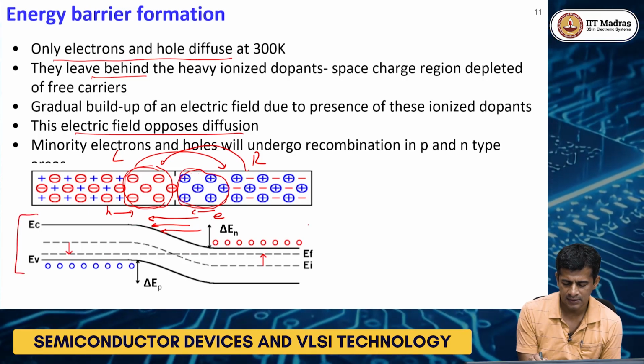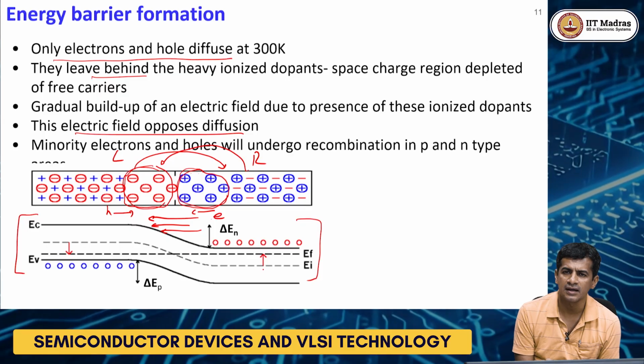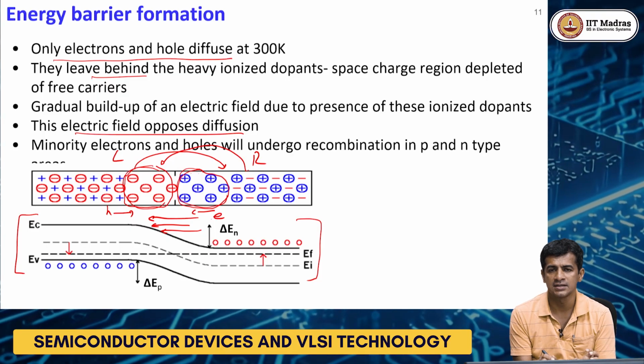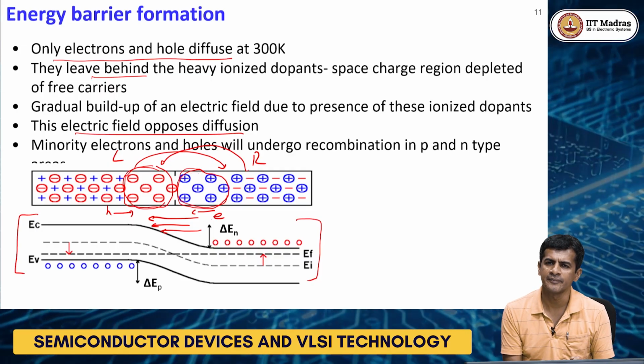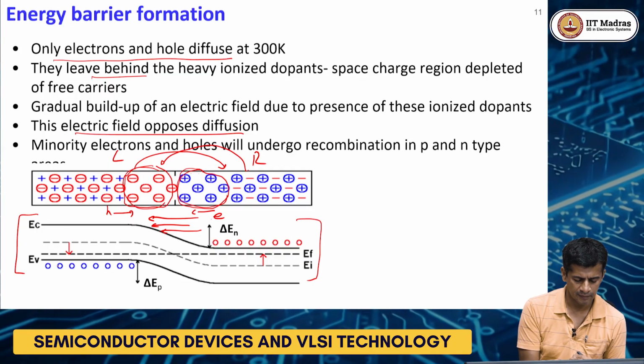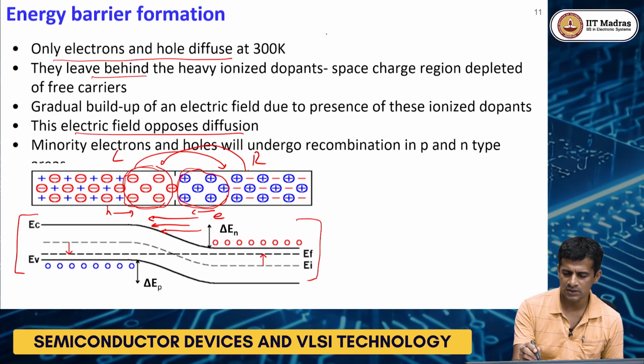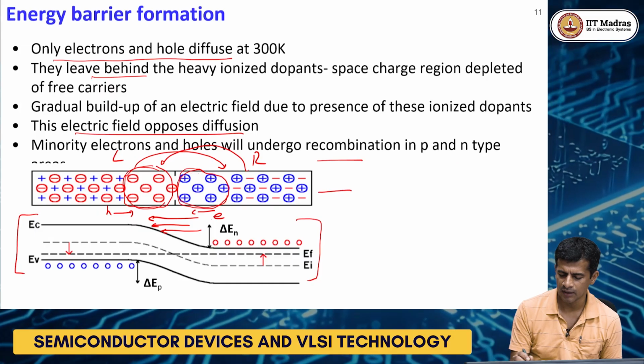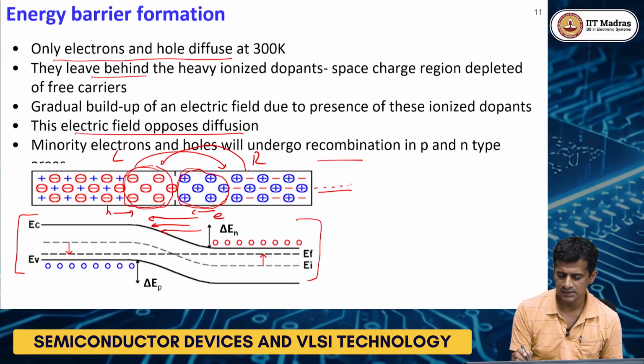So in such an equilibrium condition, the energy band diagram looks like this one. You should understand properly how to draw the energy band diagram at equilibrium. What you can do is draw the n type and p type. Suppose this is a p type, and this is the Fermi level.